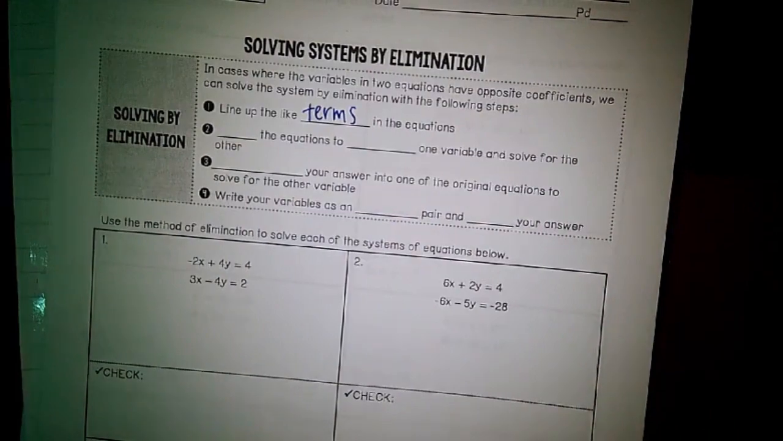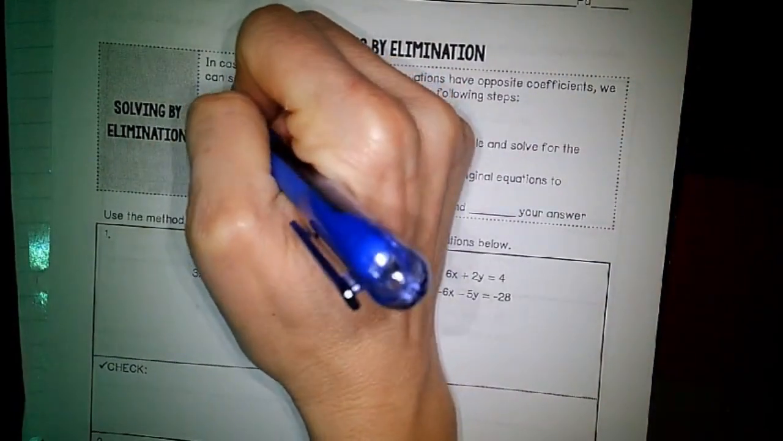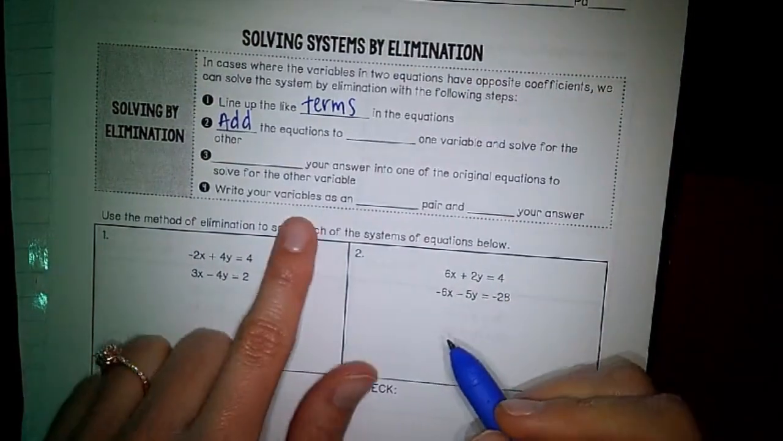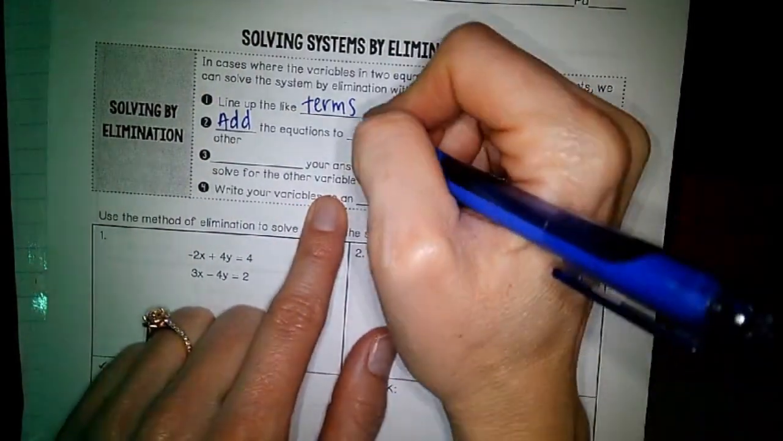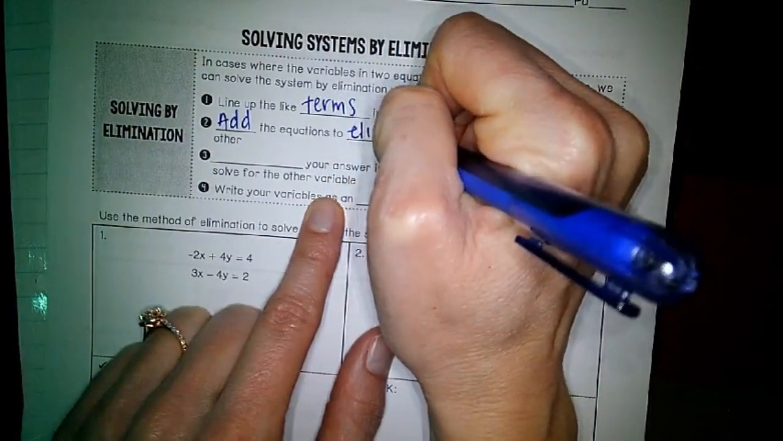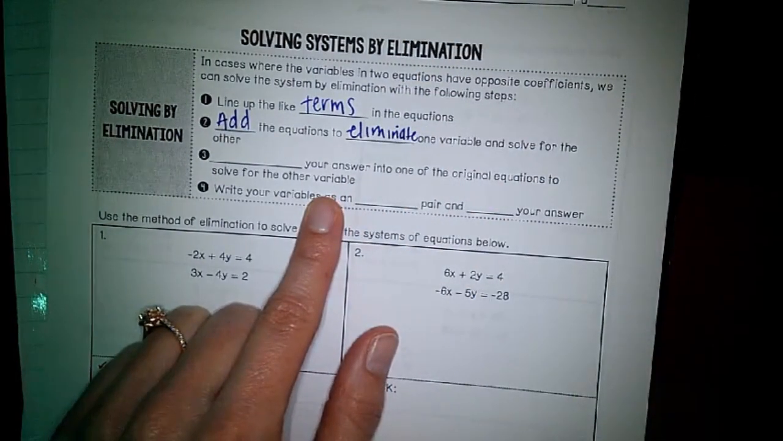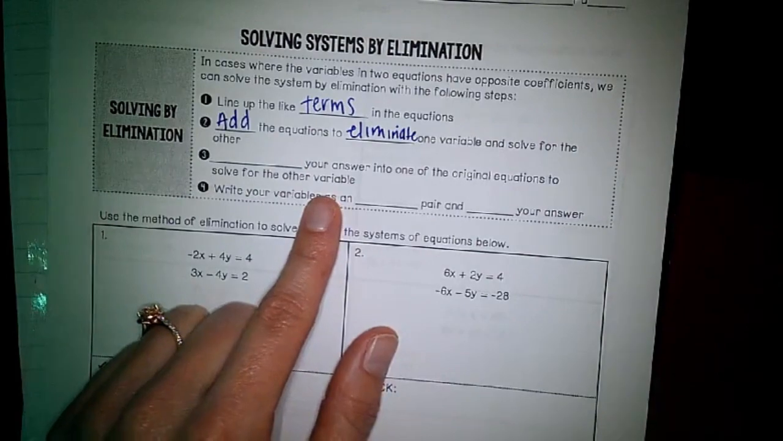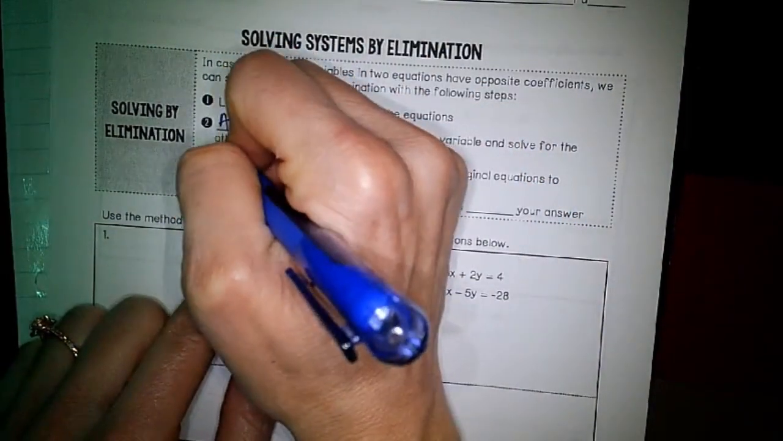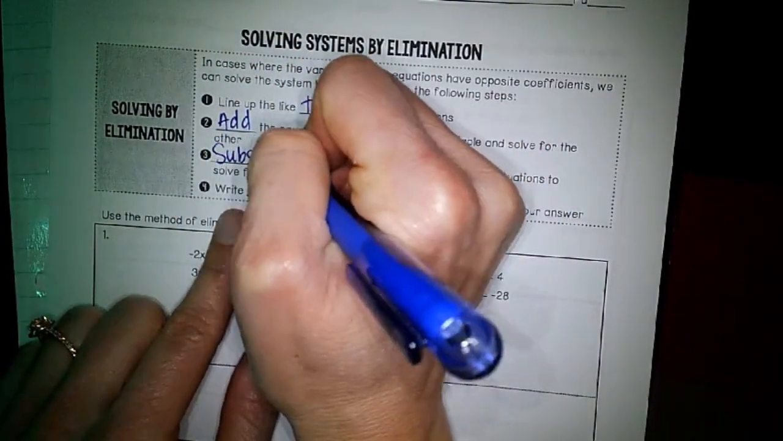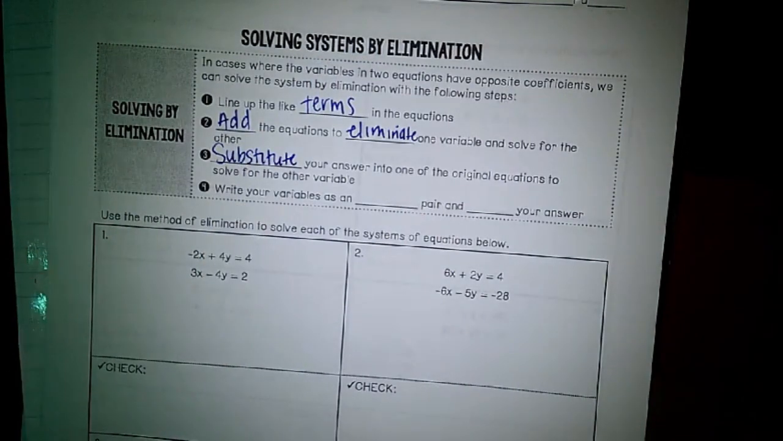Okay, line up the like terms in the equations. Number 2, you are going to add the equations to eliminate. What's it mean to eliminate something? Get rid of one variable and solve for the other. Then you are going to substitute your answer into one of the original equations to solve for the other variable.